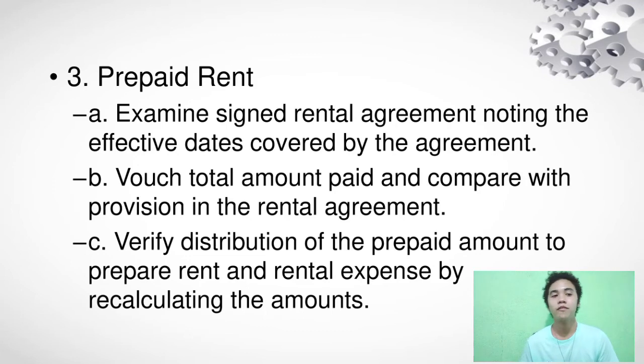So C is to verify distribution of the prepaid amount to prepaid rent and rental expense by recalculating the amount. So for the distribution of the prepaid amount to prepaid rent, same as what was said earlier, what we paid must reconcile back to what we paid. So we will be able to use that space for the same amount of time that we have already paid for.